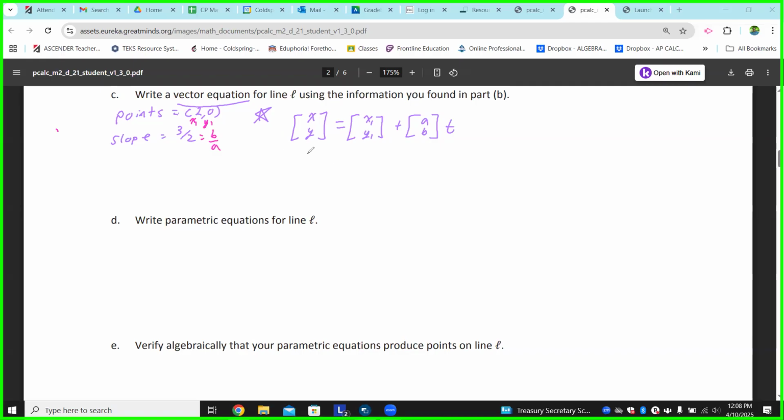So this will then become x, y equals 2, 0 plus 2, 3 times time. And there you go, there's your vector equation. Any questions on that? Go ahead. Positive? It doesn't have to. You could use 0, -3 as well.